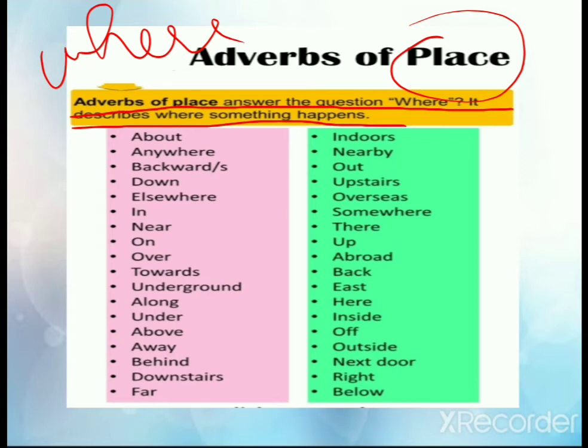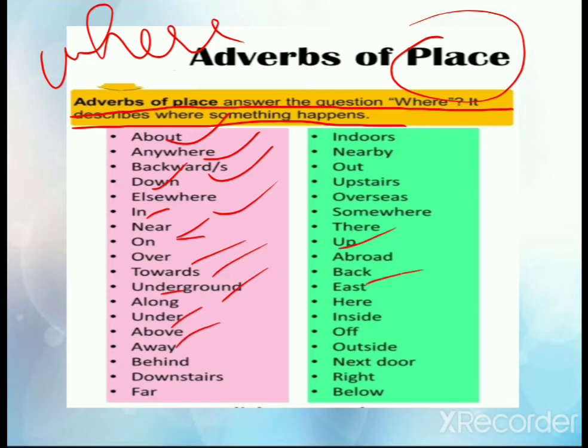See, here some examples are given: anywhere, backward, down, elsewhere, in, near, on, over, towards, underground, along, under, above, up, back, here, inside, outside, next door, below. All these simple words tell you about place. The cat was under the table. Doesn't it tell you about place? Yes. So adverbs of place tell you where the action took place.